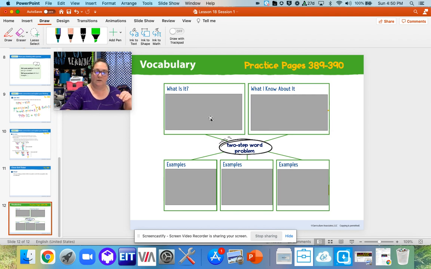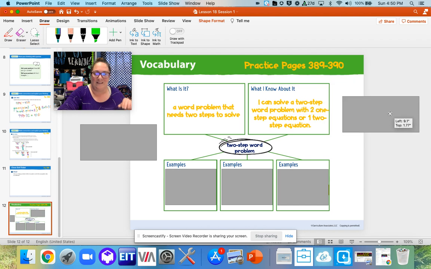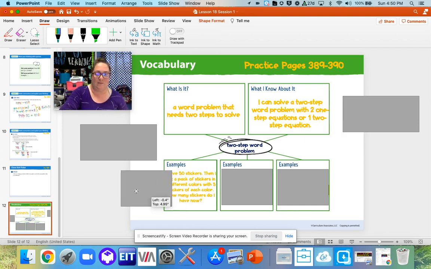All right, so you should be back now. What it is: a word problem that needs 2 steps to solve it. That's right. What do you know about it? You know that you can solve two-step word problems with 2 one-step equations, like you could use multiplication and then use addition, or you could do it by using one two-step equation. So let me show you an example.